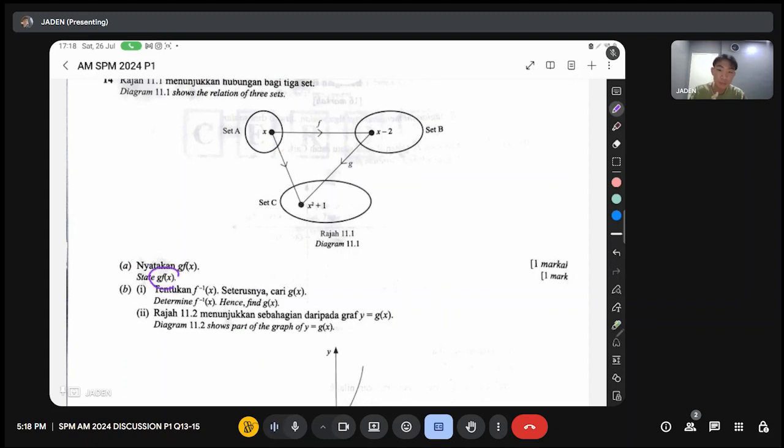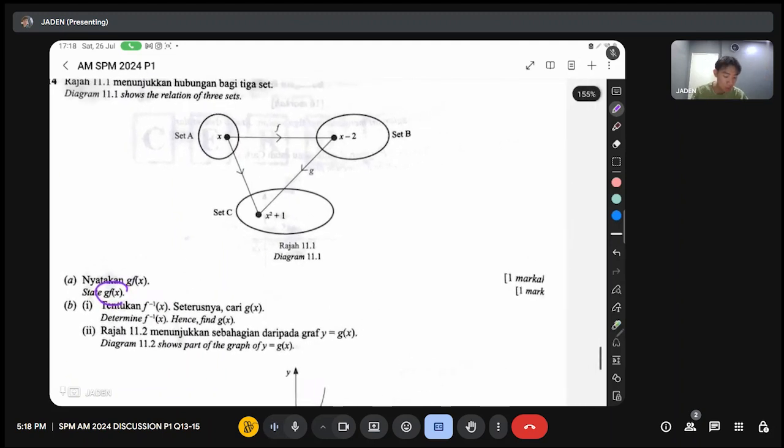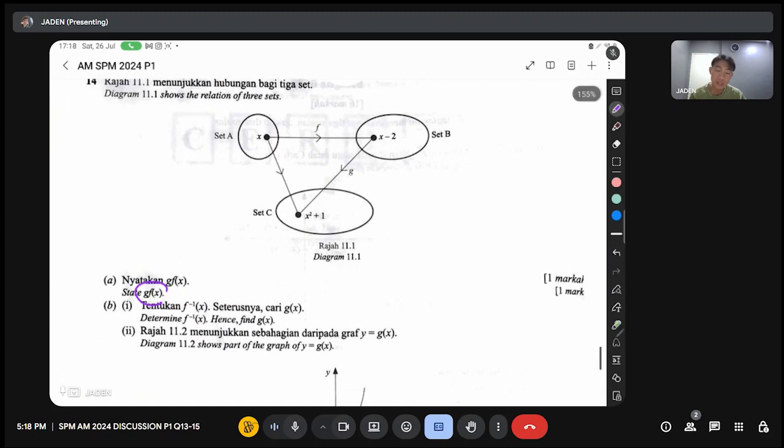Now, some students might find it confusing if they have a triangle kind of diagram in function. So I would always recommend you to do it in a row. When I say in a row, that means you want to write this down: x, arrow, x minus 2, arrow, x squared plus 1. Over here, x minus 2 to x squared plus 1 is through function g, and x to x minus 2 is through function f. Pretty simple.